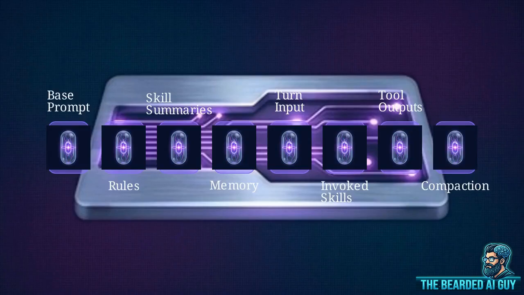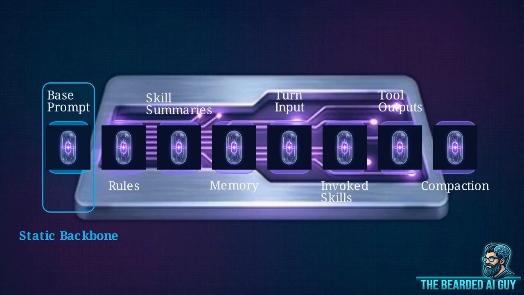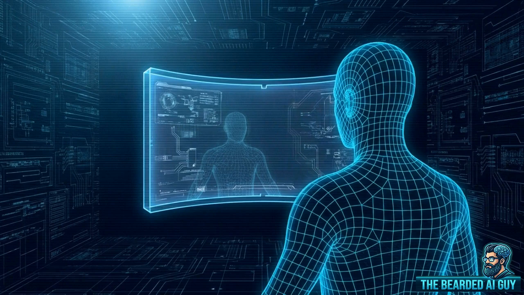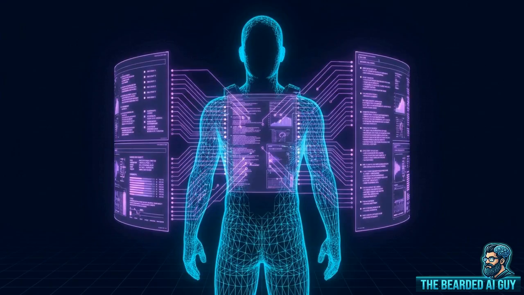While this specific 8-step flow is representative rather than universal, the operational sequence is the ground truth for modern agents. Assemble the static backbone first, add the dynamic attachments later. Think of an actor showing up on set. They are handed their job description, the house rules, and their specific scene notes before they ever speak a line.